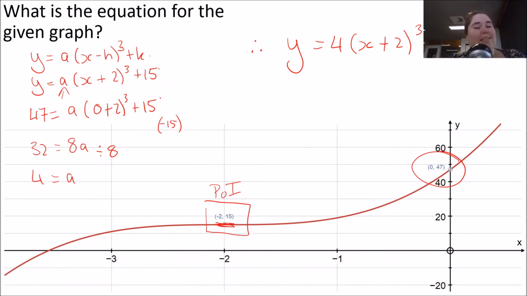Actually not too bad, doesn't take too many steps, just involves knowing the point of inflection and another point. Don't forget to find what that a value is. If you've just lost it, you are going to lose marks.